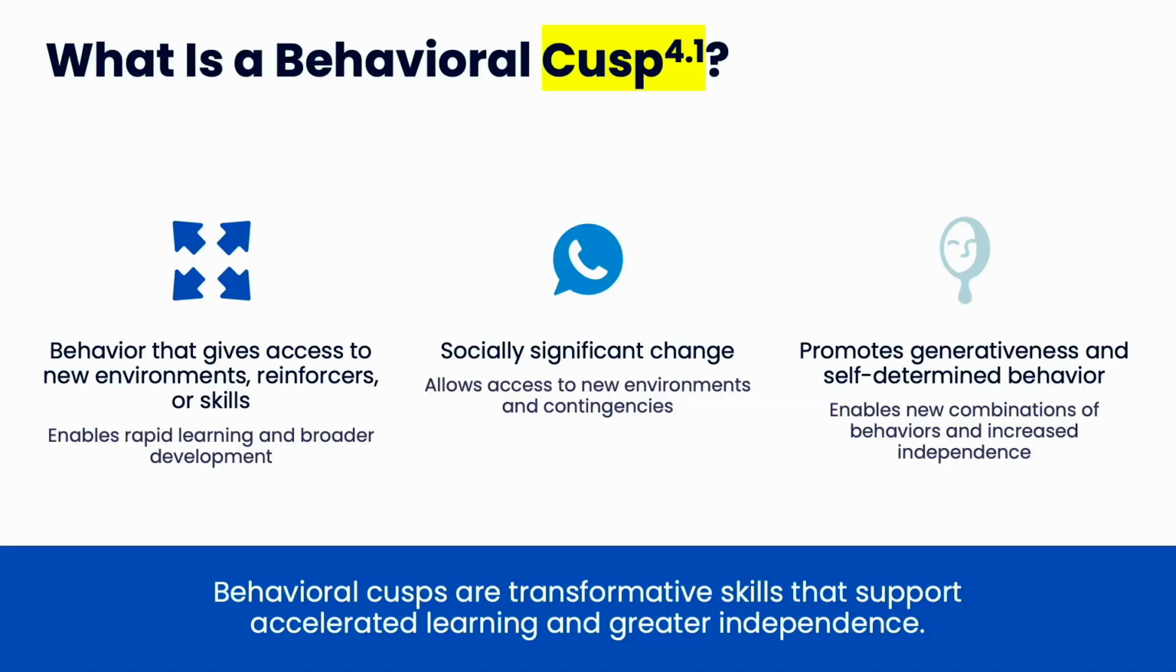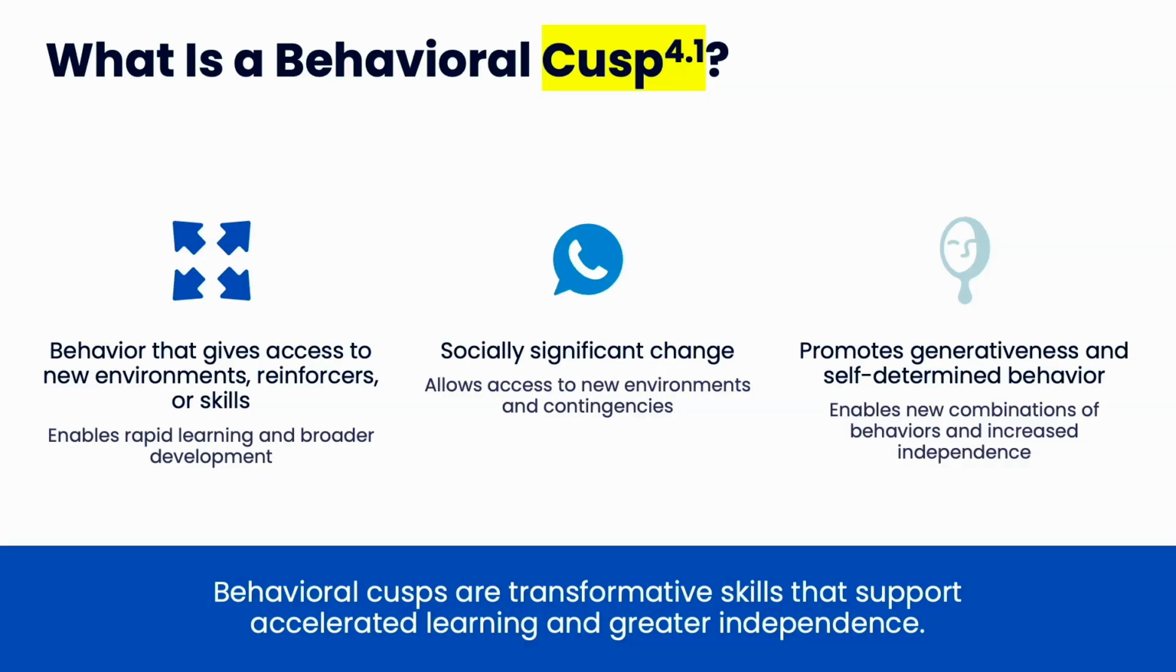Okay, behavior that gives access to new environments are considered behavior cusps. So anything that might give access to a new environment, a new skill, it enables rapid learning and broader development. And they're all very socially significant changes, so allows access to new environments and contingencies. And they also promote general self-determined behavior. So it creates behavior that someone can start building new behaviors on their own. They're really transformative skills that support accelerated learning and greater independence.